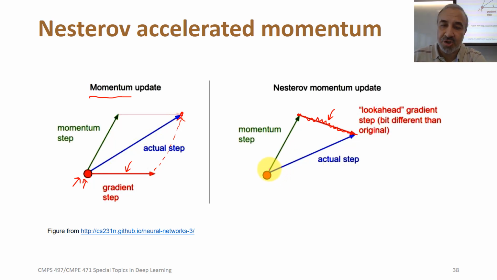Now we make the change, this plus this, and this, and we will reach this point, which is different than this point. This is called the look ahead gradient step. It's different than the original, and it might also take us to a different solution.